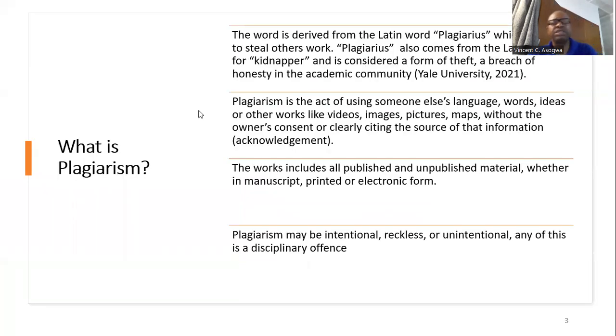What is plagiarism? The word plagiarism is derived from the Latin word plagiarus, which means to steal others' work. Plagiarus comes from the Latin word also for kidnapper, and is considered a form of theft, a breach of honesty in the academic community. Yale University 2021.